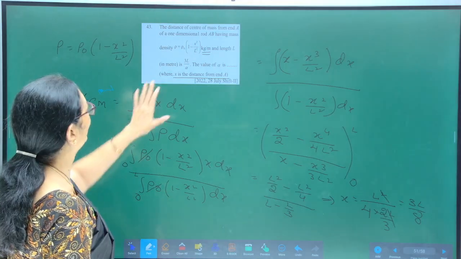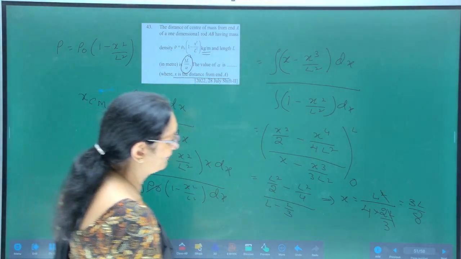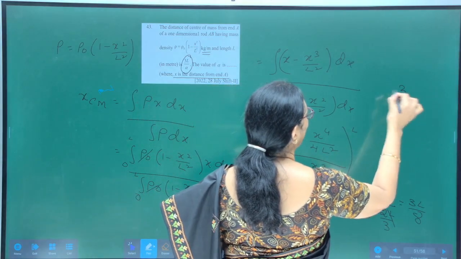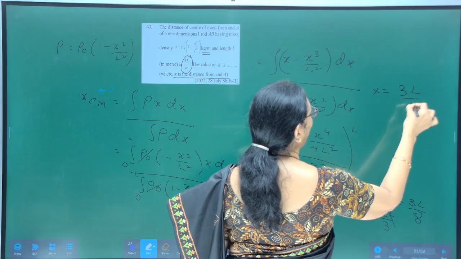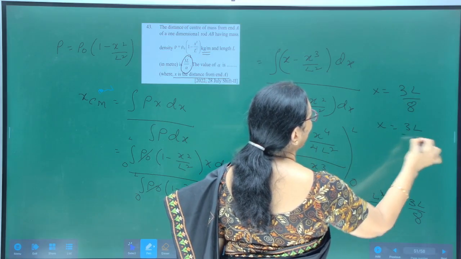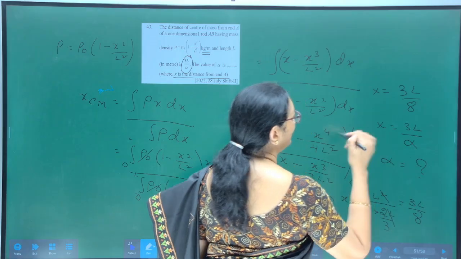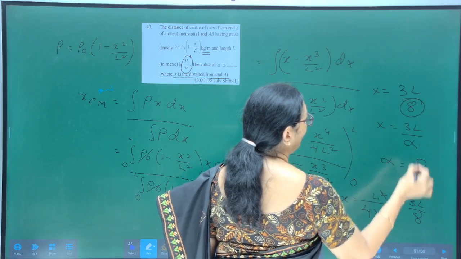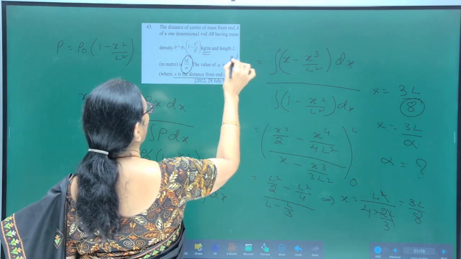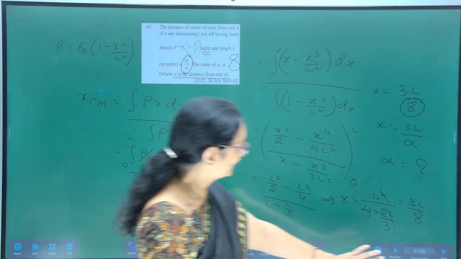But here in the problem, it is given as 3L by alpha. We got x is equal to 3L by 8, but they gave it as x is equal to 3L by alpha. You are supposed to find the alpha value numerically. If you compare this, alpha is numerically equal to 8. Okay? Move on to the next problem.